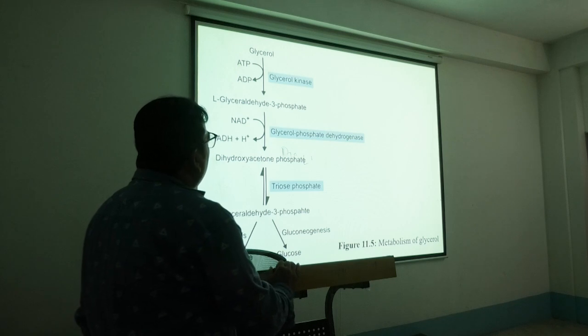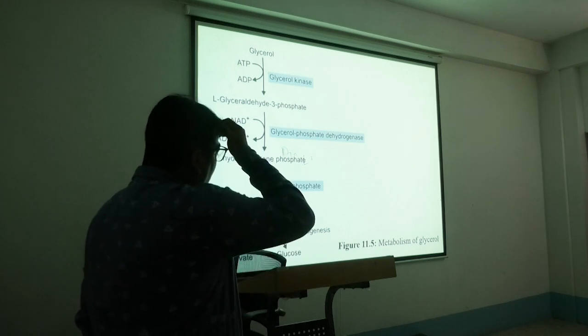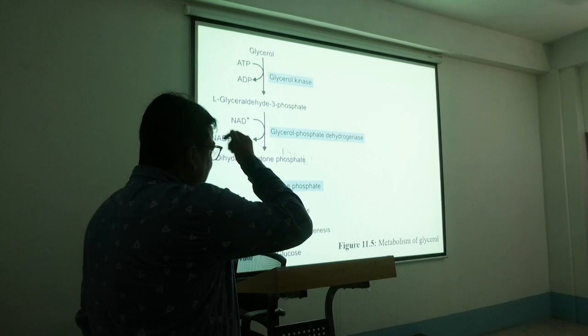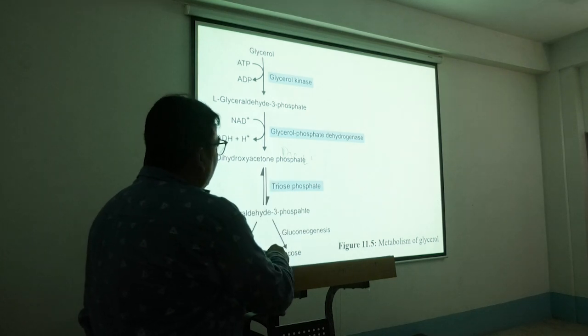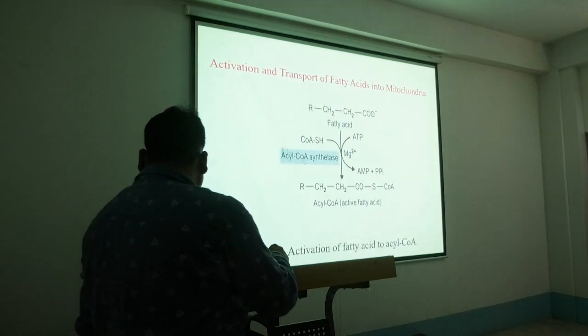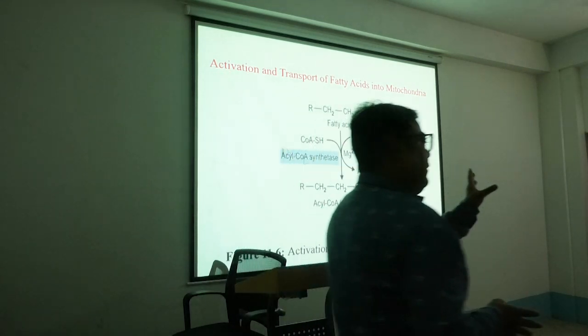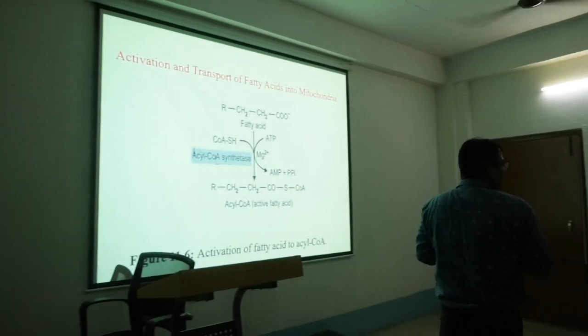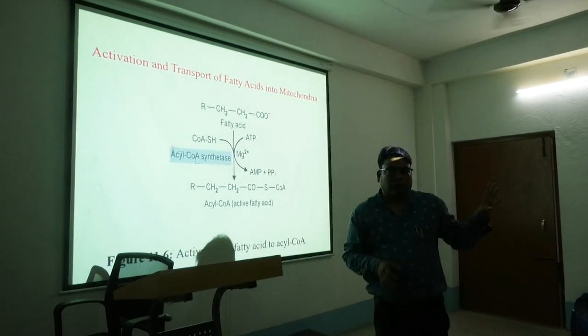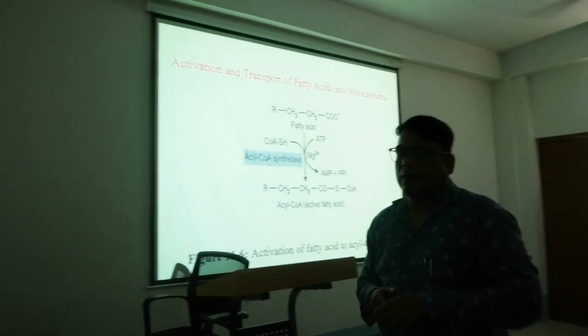Now you see glycerol, glycerolate, dihydroxyacetone phosphate. These are the metabolites of glycerol. Now the first one is a site for the oxidation of fatty acid, beta oxidation of fatty acid, which occurs in the mitochondrial matrix.